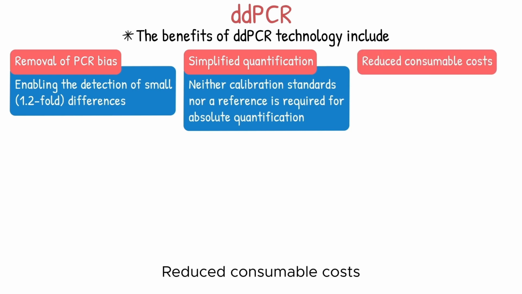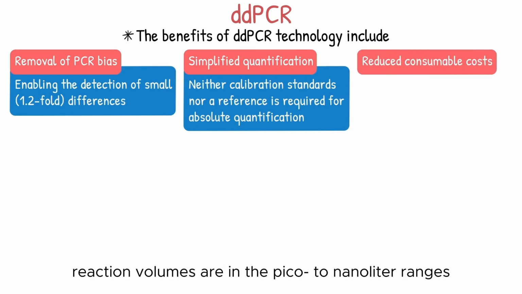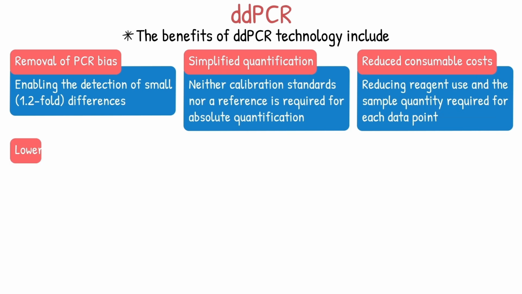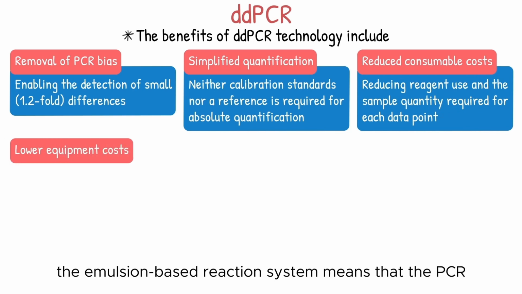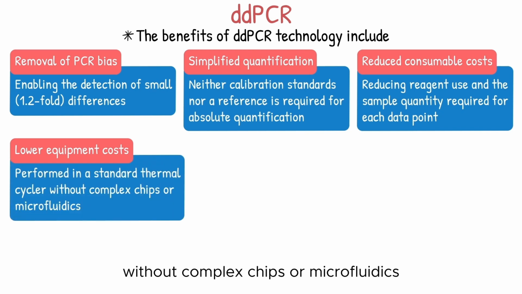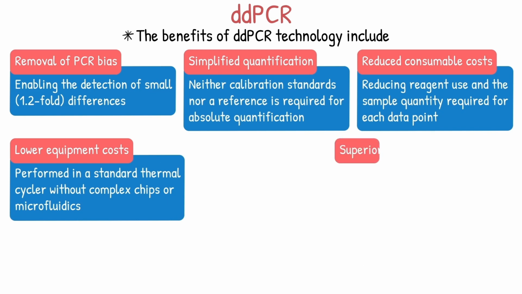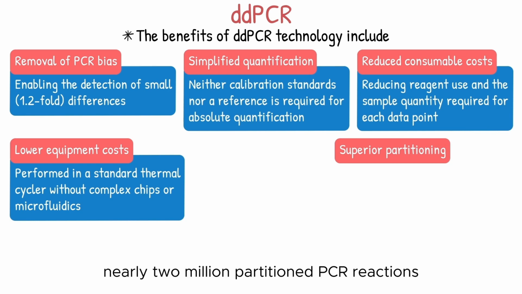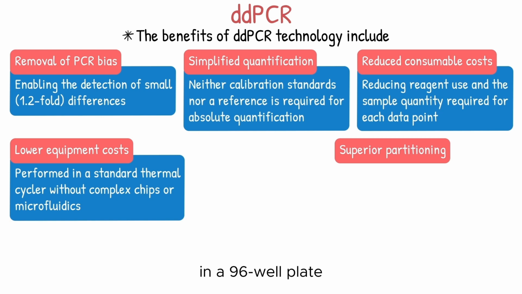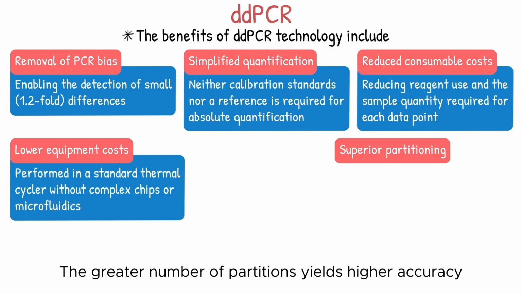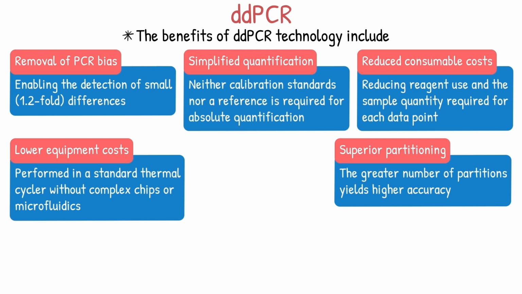Reduced consumable costs. Reaction volumes are in the pico to nanoliter ranges, reducing reagent use and the sample quantity required for each data point. Lower equipment costs. The emulsion-based reaction system means that the PCR reactions can be performed in a standard thermal cycler without complex chips or microfluidics. Superior partitioning. ddPCR technology yields 20,000 droplets per 20 microliter sample, nearly 2 million partitioned PCR reactions in a 96-well plate, whereas chip-based digital PCR systems produce only hundreds or thousands of partitions. The greater number of partitions yields higher accuracy.